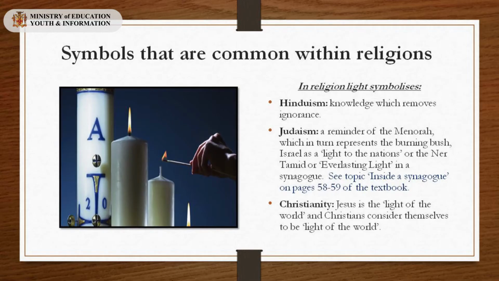What does it mean in different religions? For the Hindus, light represents knowledge, and this knowledge removes ignorance, darkness. In Judaism, light is a reminder of the menorah, which in turn represents the burning bush, or Israel as the light to the Gentile nations. Light in Christianity represents the light of the world, and Christians consider themselves to be that light of the world.